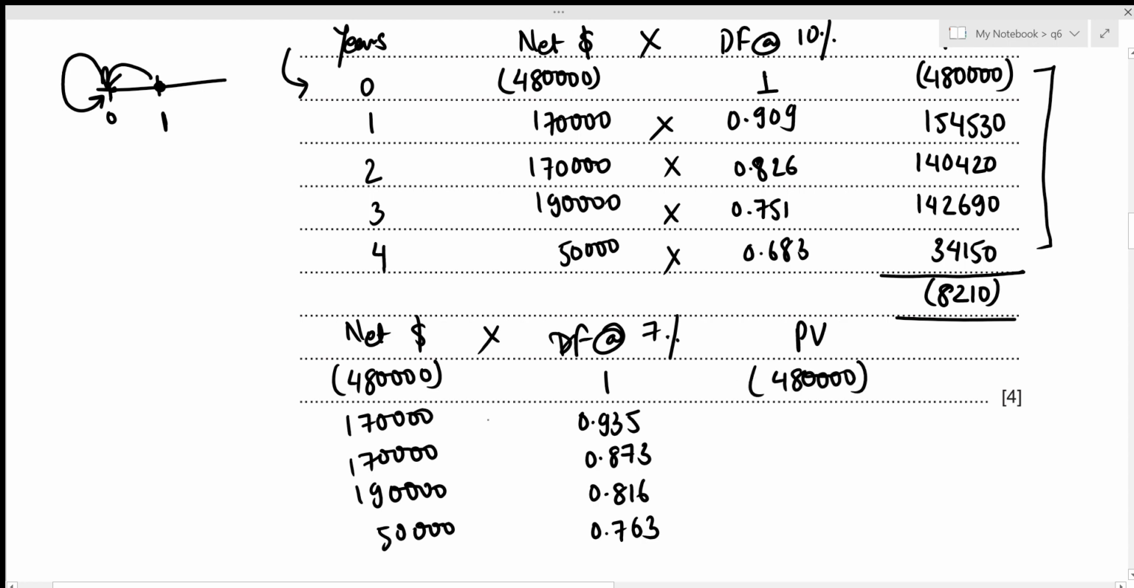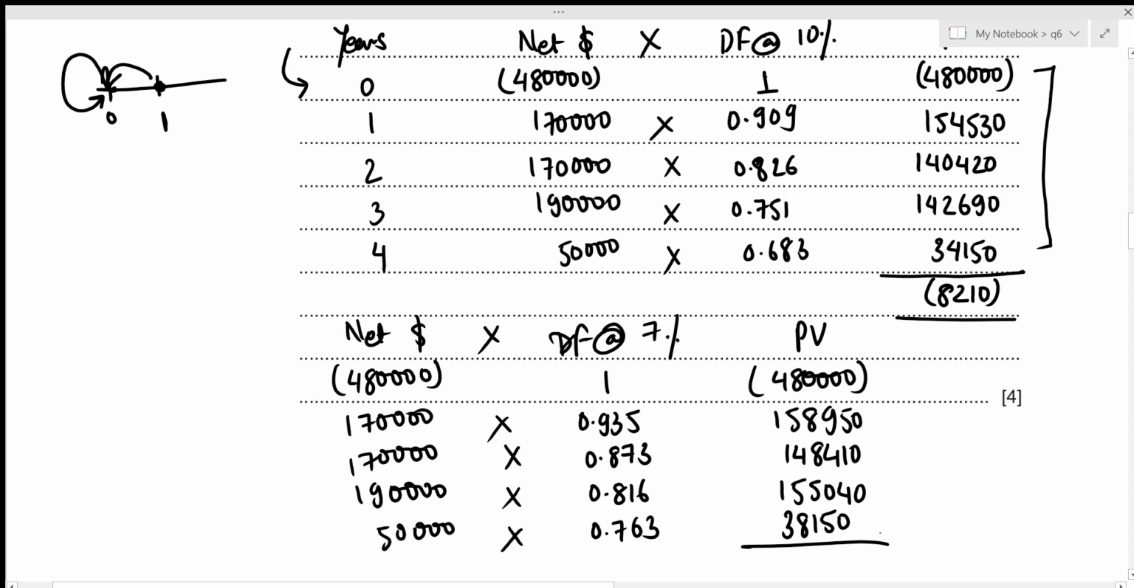For year 1, that's 170,000 times 0.935, which is 158,950. For year 2, that's 170,000 times 0.873, which results in the value of 148,410. For year 3, that's 190,000 times 0.816, which results in the value of 155,040. And for year 4, that's 50,000 times 0.763, which results in the value of 38,150.